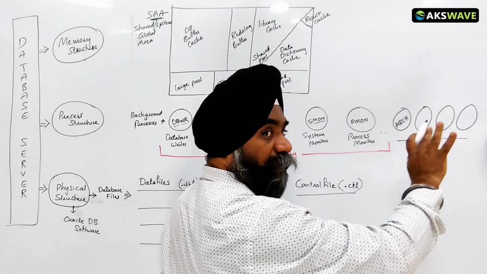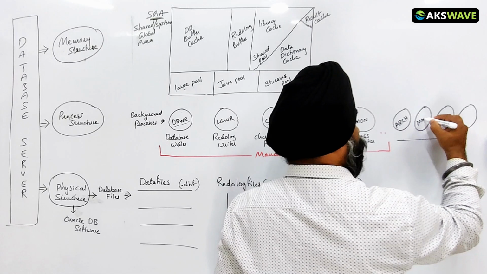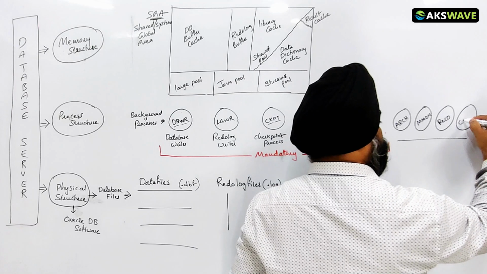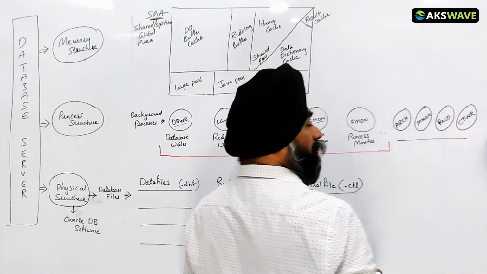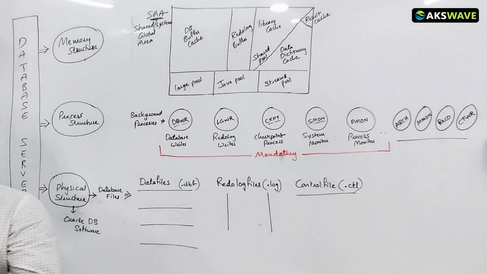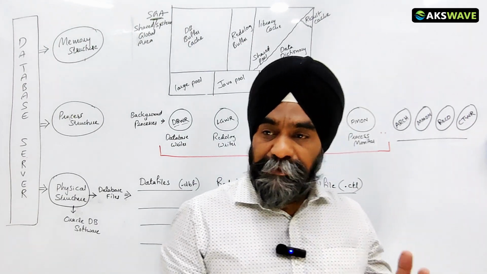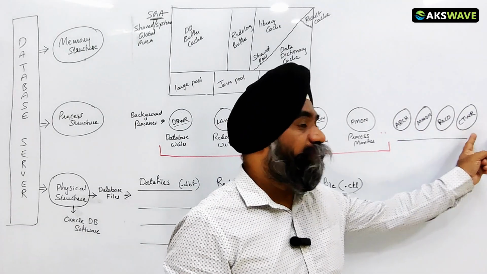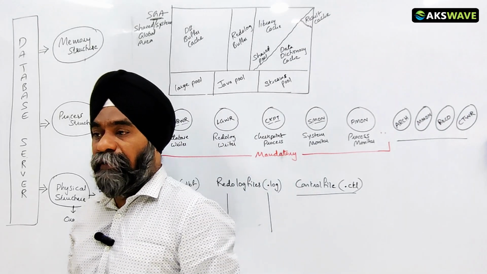We call them optional, additional background processes you might see: the archiver process, the MMON process, the RECO process. We have one more, CTWR, the change tracking writer. Like that, there are many more. Anyhow, as we discuss the different features from time to time, we will be bringing up these processes and talking about them. Understood?